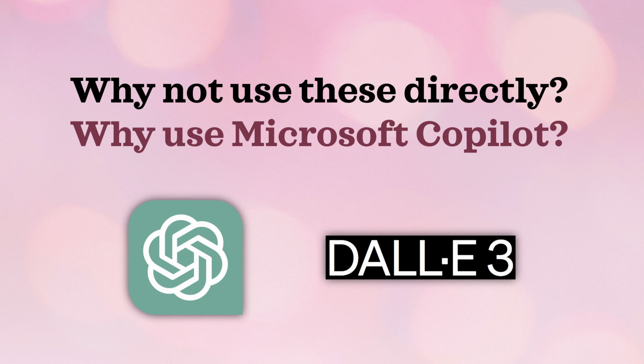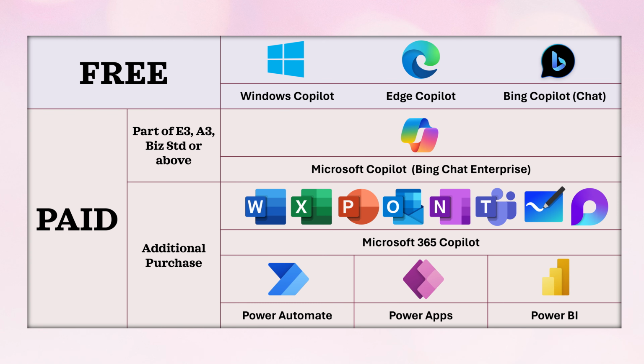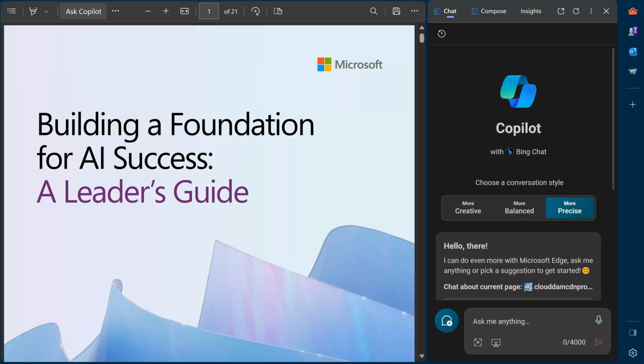The question is, why not use ChatGPT and DALL-E 3 directly? Why go through Microsoft Copilot? The answer is, through Bing Chat, you are anyway getting both in an integrated manner. In case of Edge Copilot, while you are browsing a page, you can have ChatGPT working on top of it, which will not be possible so easily directly using ChatGPT.